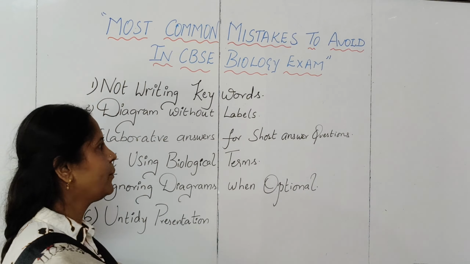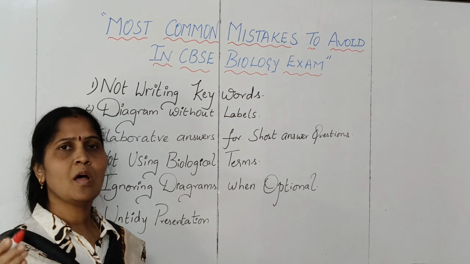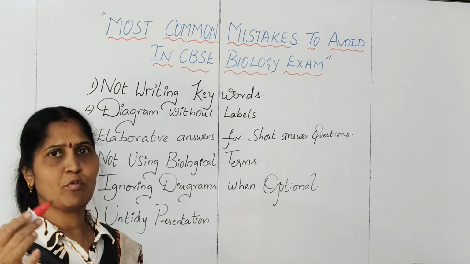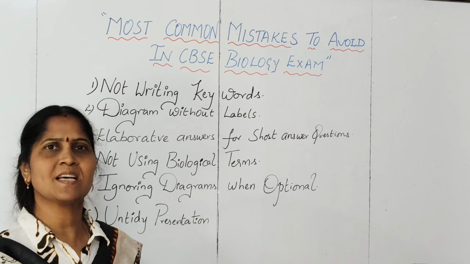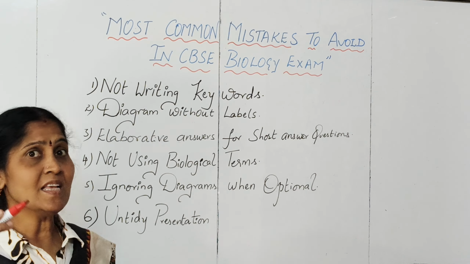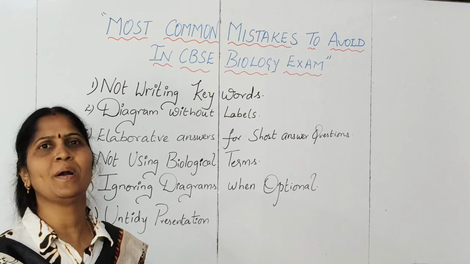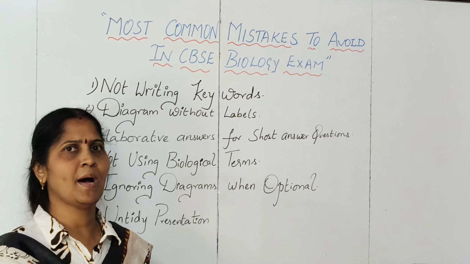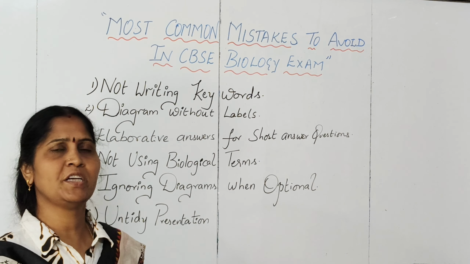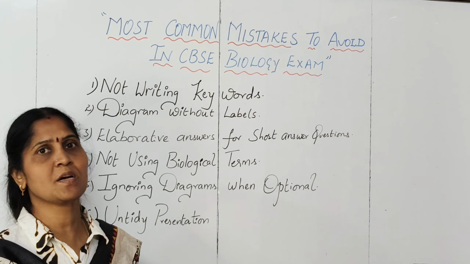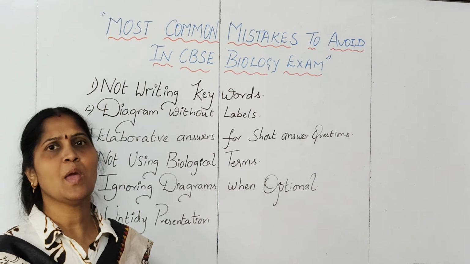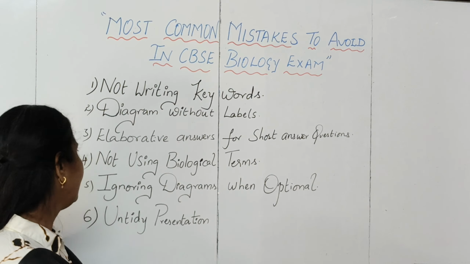Next is not using biological terms. Keywords, as I said, like photosynthesis or respiration, are all biological terms. These terms have to be written, and if you use common terminology instead, you are not going to get your marks. So use your biology terms and do underline these terms, which are very important in the answer.